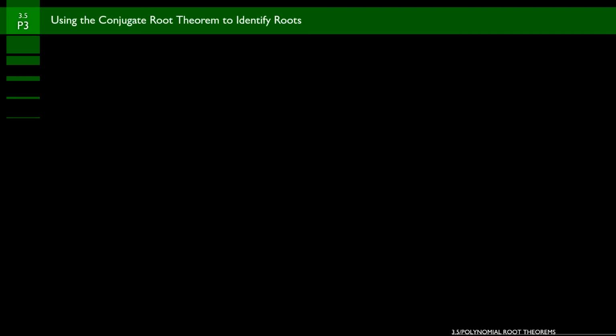Okay, we've got a really simple idea here. We're going to use the conjugate root theorem to identify roots. Anytime that we have an irrational number or an imaginary number that we know is a root, or a zero, or a solution of a polynomial, then we know that there has to be a second one that's paired up with it. One is going to be positive and one is going to be negative. So they're conjugates.